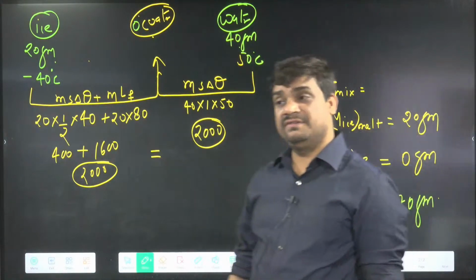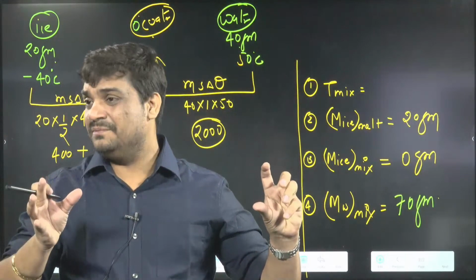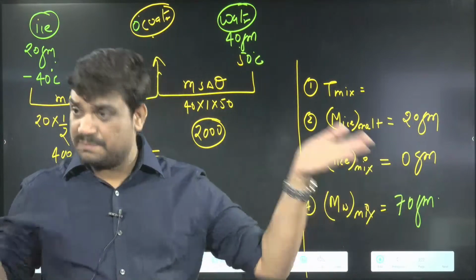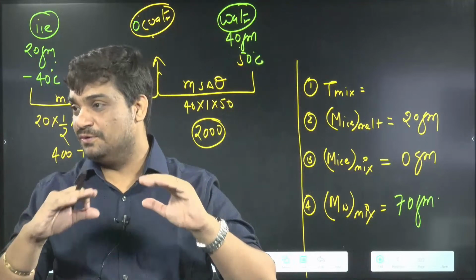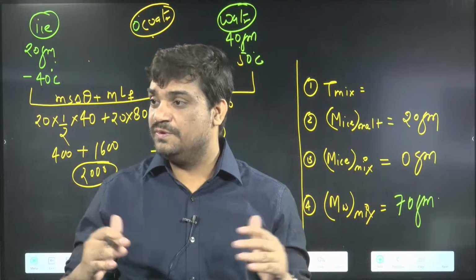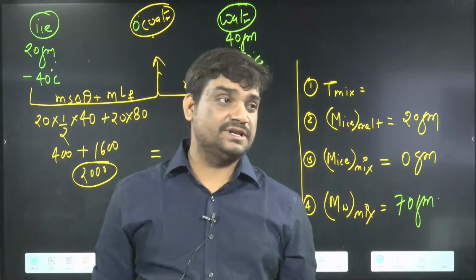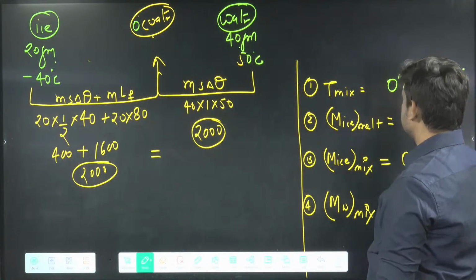And now we can say whenever equal things are there, energies are equal, means its demand is only 2000, supply is also 2000, both are balanced. Your equilibrium is not going to move in any of the directions. So we can say temperature of the mixture is going to be 0 degrees Celsius here, okay?